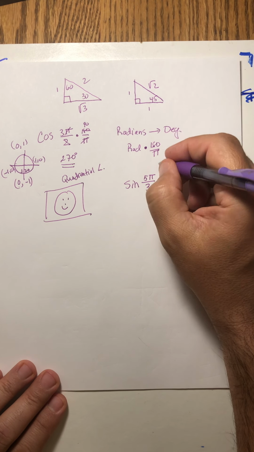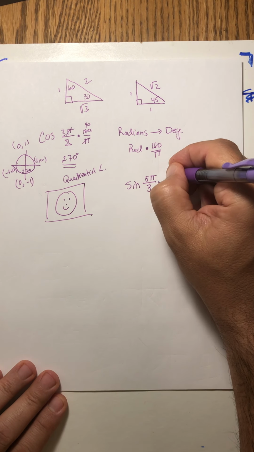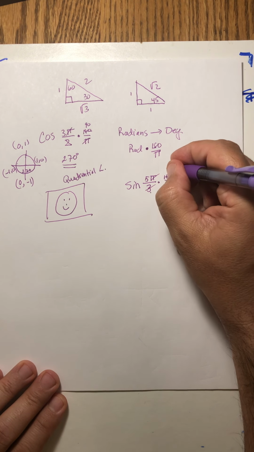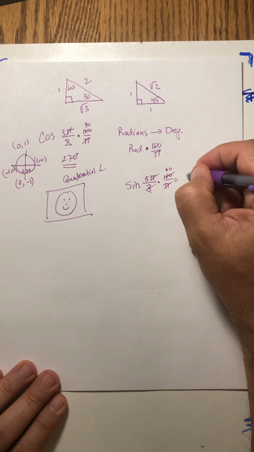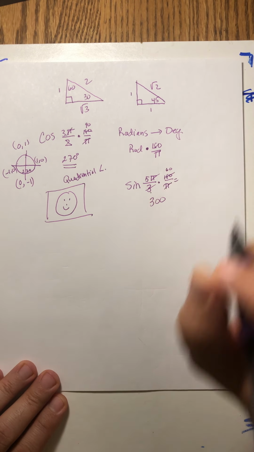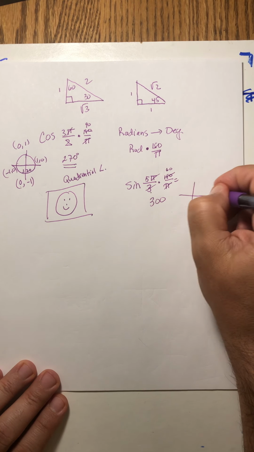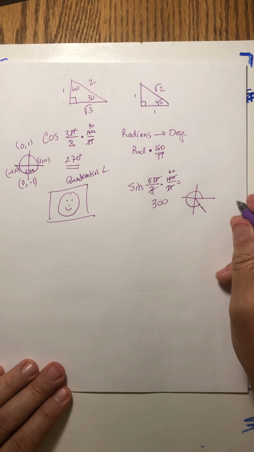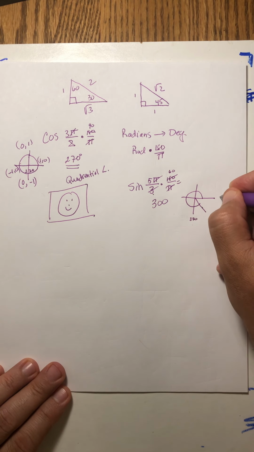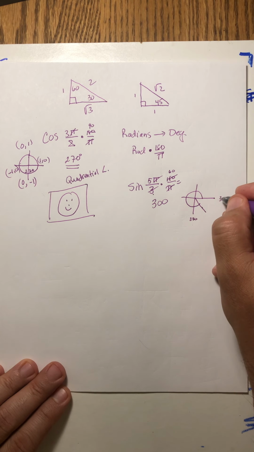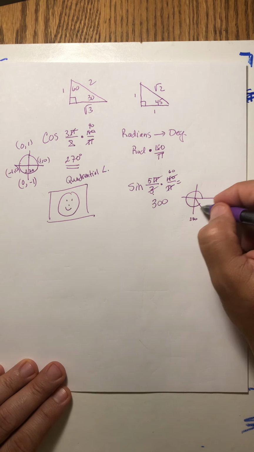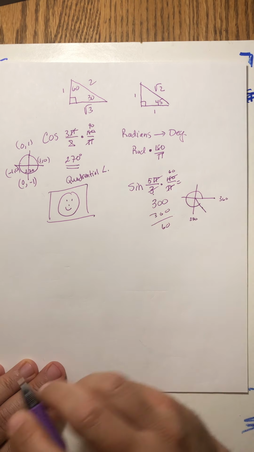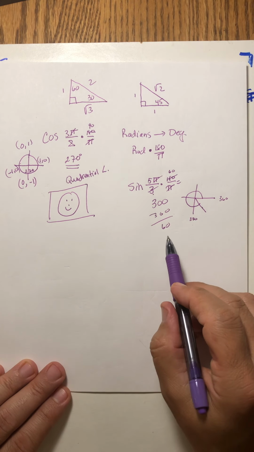So, do my 180 over pi. Pi's cancel. So 3 goes into 180, 60. So we have 300. Draw your angle in standard position. 300. Remember, here's 270, here's 360. Since I'm in the fourth quadrant, I'm going to subtract from 360. So subtract from 360, we have 60 degrees. So I need the sine of 60.